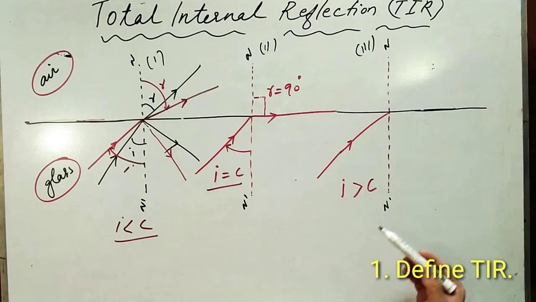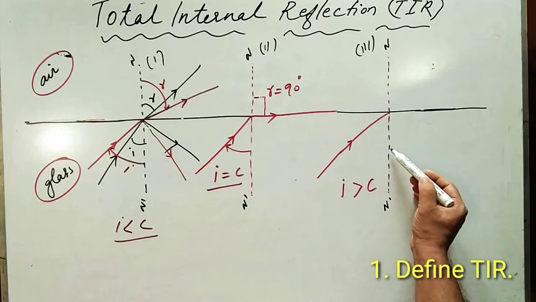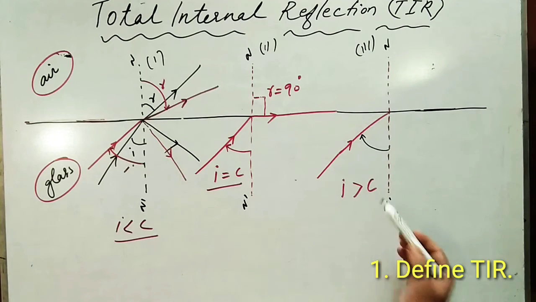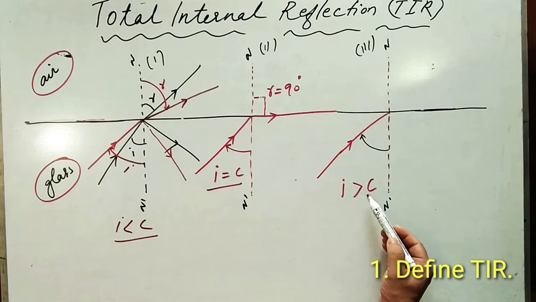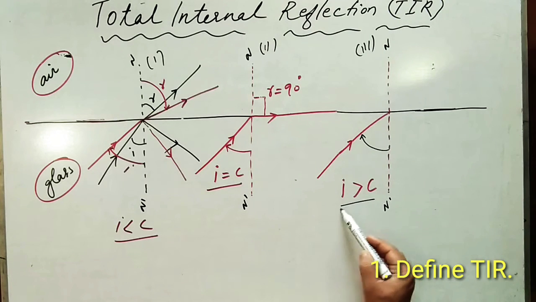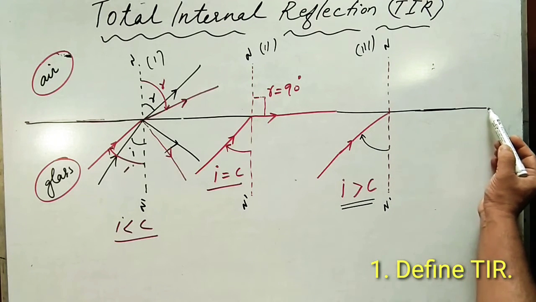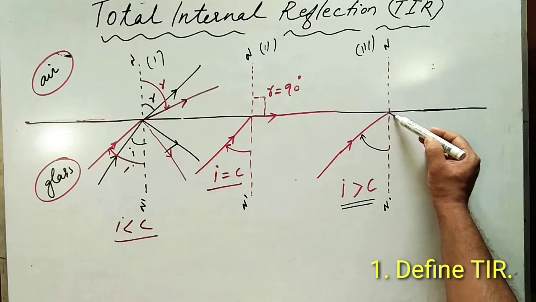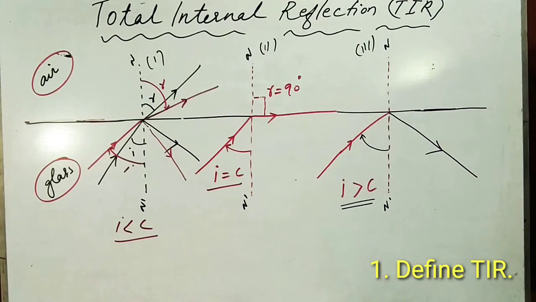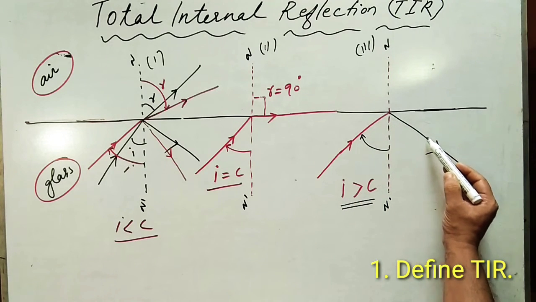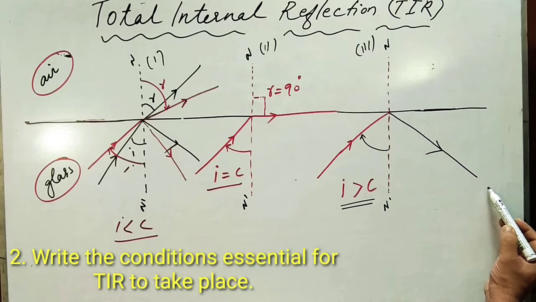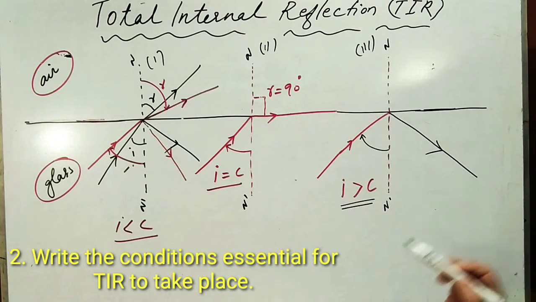Now in the third case, this is the first case, second case, and in the third case, what will happen if we increase the angle of incidence beyond the critical angle, more than the critical angle? What will happen? Now the angle of incidence is more than the critical angle. Instead of getting refracted along the periphery, the light ray will bounce back to the same denser medium. You can see that the light ray is bouncing back to the same medium.